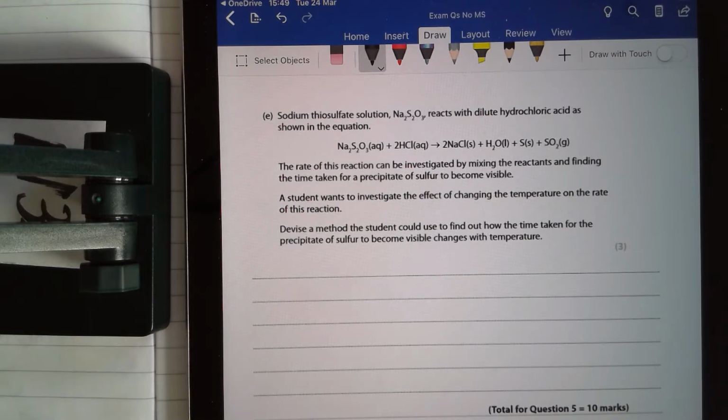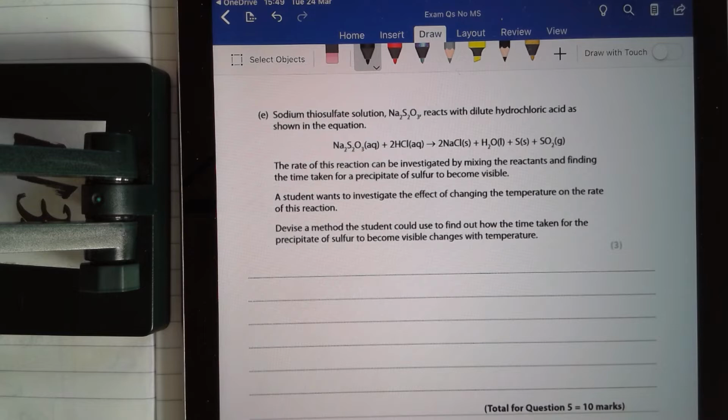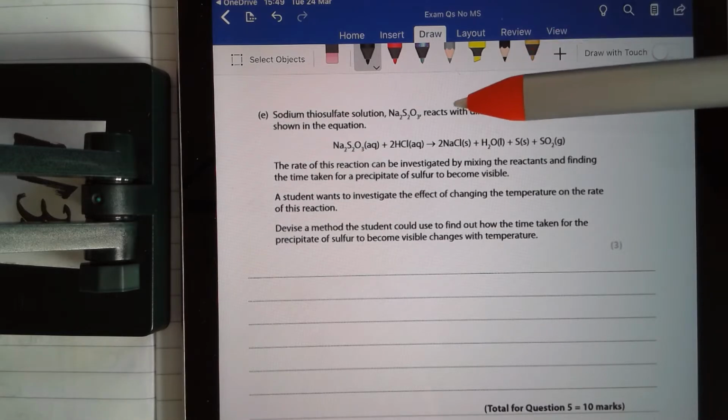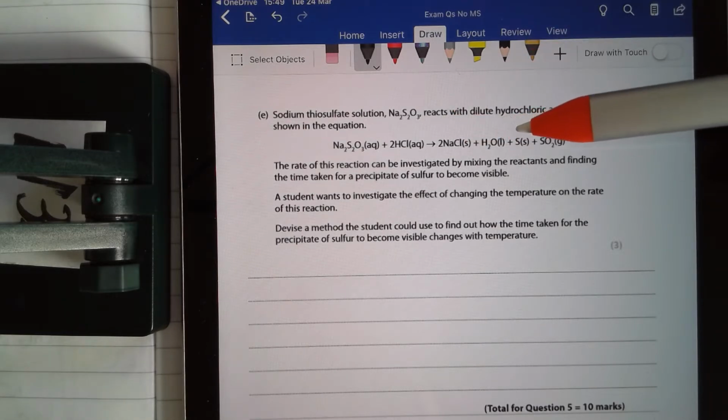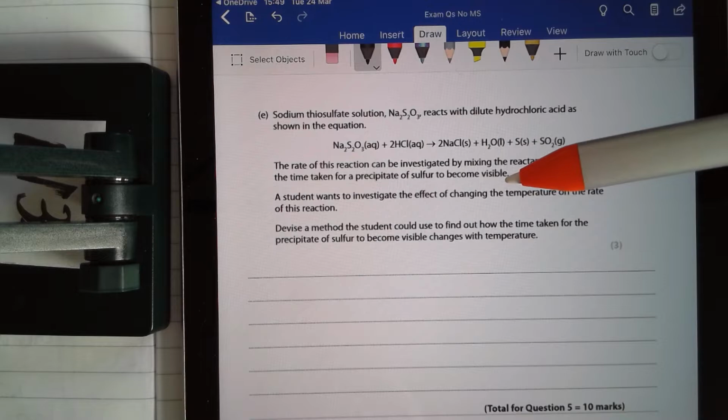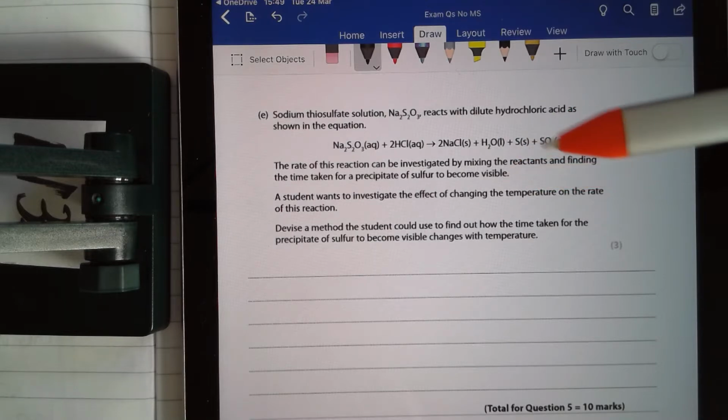We're going to continue with the questions. The next one, you are asked for a method to describe how you would carry out the above reaction at different temperatures, measuring the rate. You can see you're forming a solid, and they do indicate in the question that they want you to use the disappearing cross method, and you're going to do that at different temperatures.